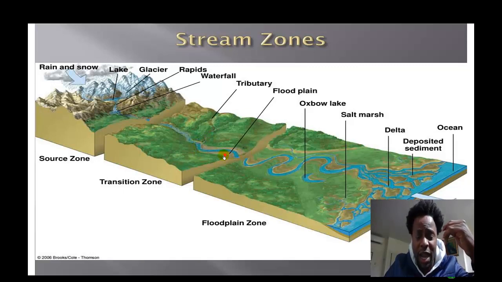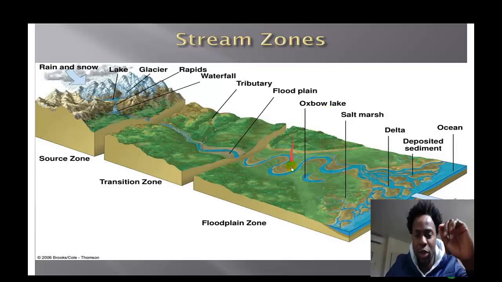Floodplain is the adjacent land close to the river on both sides that is liable to get flooded when there is an influx or an increase in the volume of the river due to seasons or due to excessive rainfall. So that area is liable to flooding, hence the name floodplain.